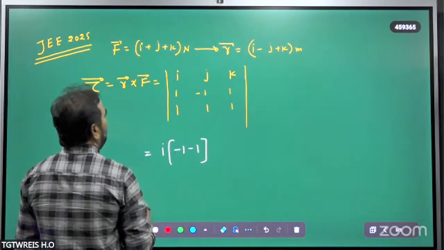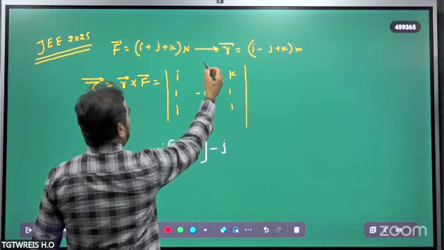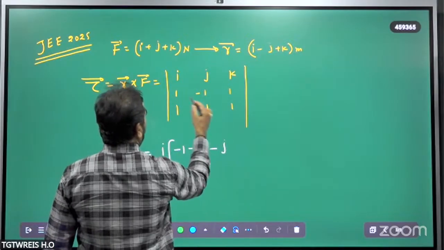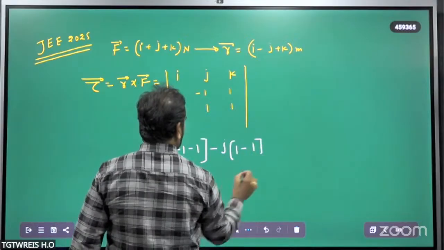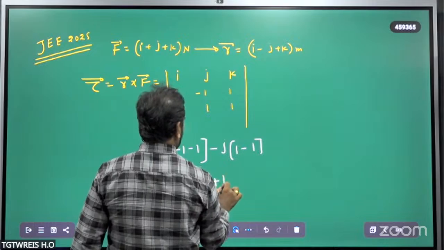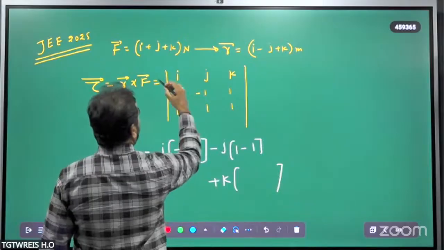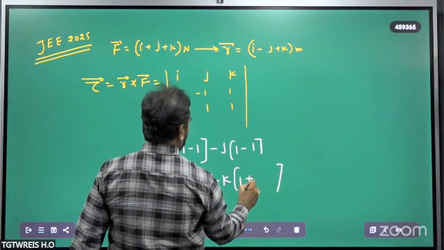Minus j of, this column and this row will get cancelled out. This column and this row will get cancelled out. 1 minus 1 is obtained, plus k of, that column and row get cancelled. 1 into 1 is 1, plus 1 is obtained.